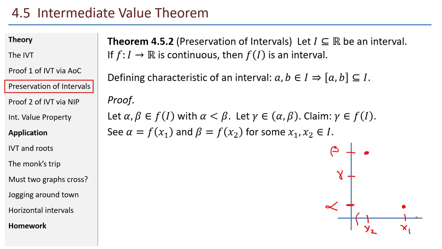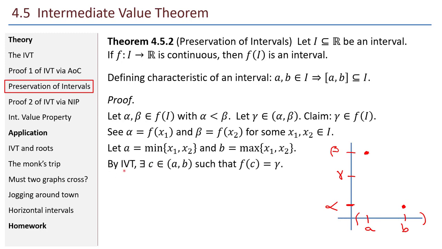Oh, incidentally, I'll just draw it as open parentheses there. Let A be the minimum of x1 and x2. So this x2, I'll just go ahead and erase that. We'll call that A. And let B be the maximum. So I'll just call this B over there. All right. By the intermediate value theorem, there exists a C within A and B such that f of C equals gamma. So some C where f of C equals gamma.